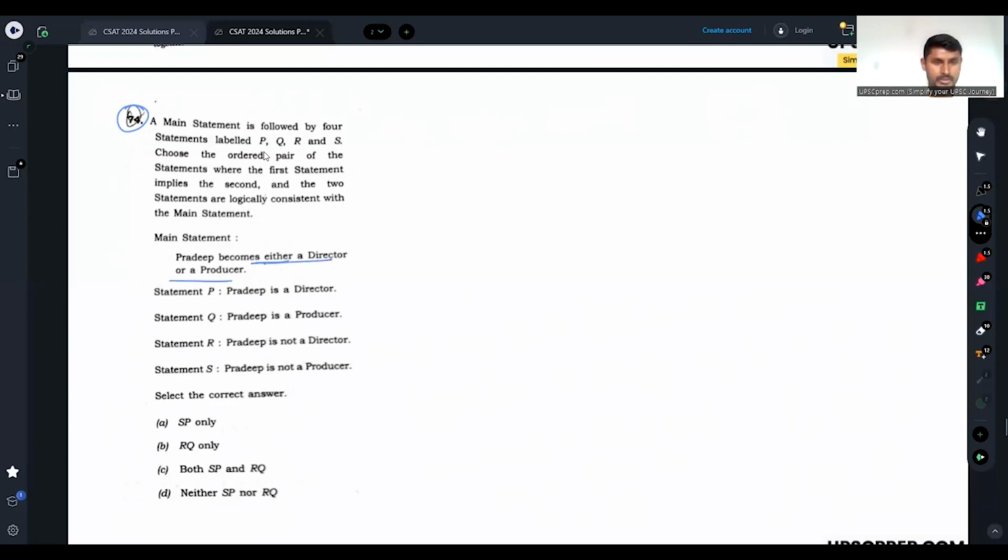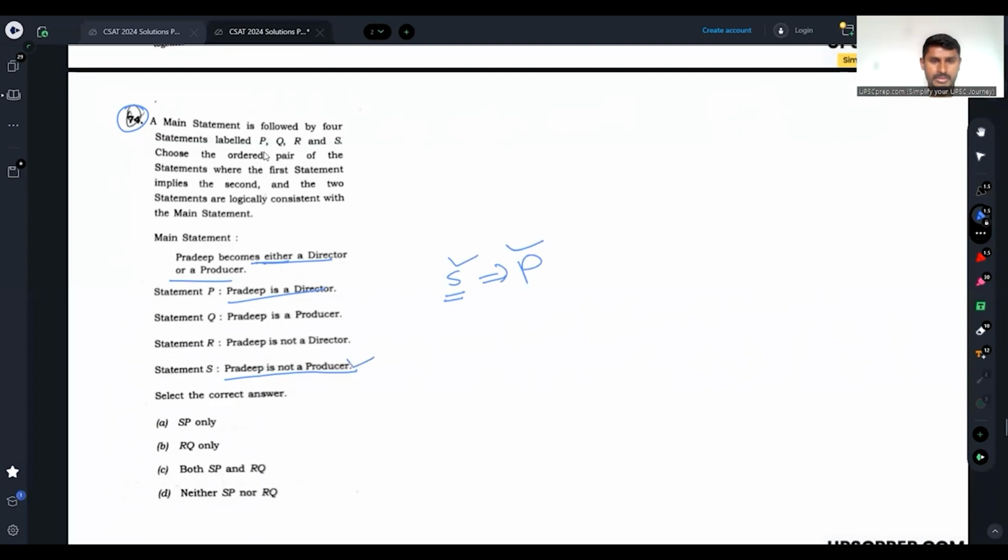Now let's see what the statements are. We will directly go to the options. SP. Okay, see now SP. What does it mean? P is Pradeep is a director. The first statement is S: Pradeep is not a producer. If Pradeep is not a producer, then what will it be? He will be a director, right? So yes, S is implying P.